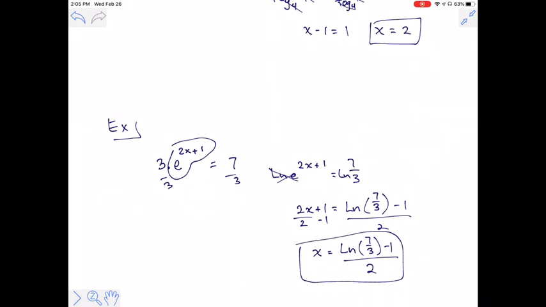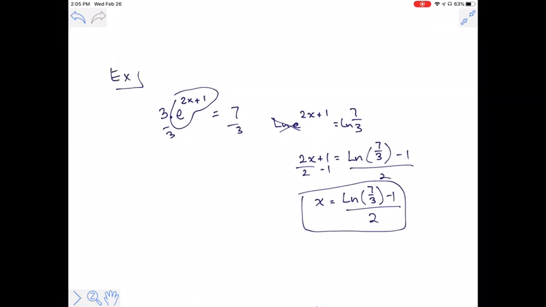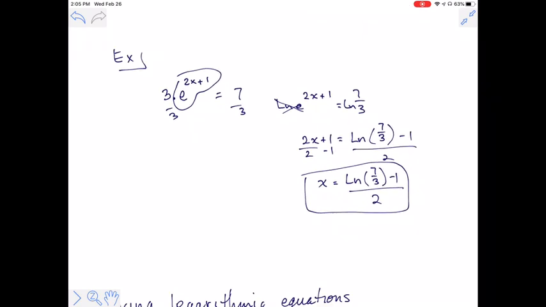And again, if the textbook or exam asks for the approximate form, then you would plug this into a calculator, figure out the approximate form. So we're going to move on now to solving logarithmic equations.